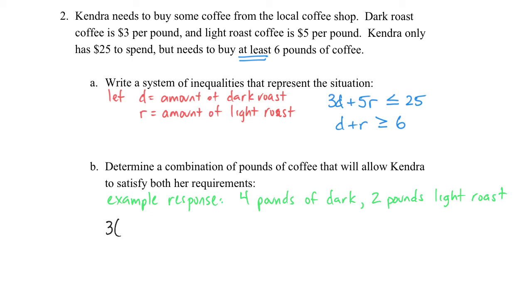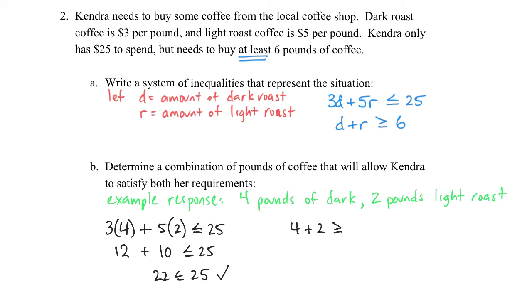If I do $3 times 4 pounds of dark roast, and I do $5 times 2 pounds of light roast, is that less than or equal to $25? Well, 3 times 4 is 12, 5 times 2 is 10. Is that less than 25? Yes, it is. She's only going to spend $22. So that requirement is satisfied. Then 4 pounds plus 2 pounds, we need that to be greater than or equal to 6. Well, it turns out it's exactly equal to 6. So that also works.